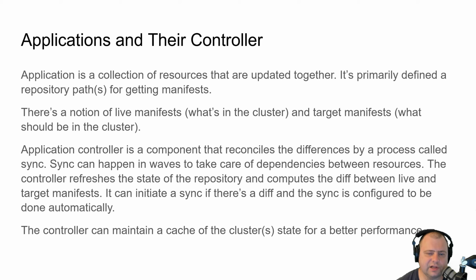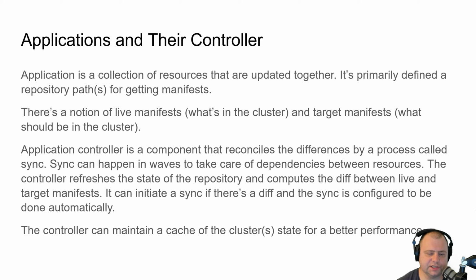There is a notion of live manifests, what's in the cluster, and target manifests, what should be in the cluster. The application controller is a component that reconciles these differences by a process called sync. Sync can also happen in waves to take care of dependencies between resources. For example, if you have a config map that a deployment depends on, you definitely want to create the config map before syncing the service.